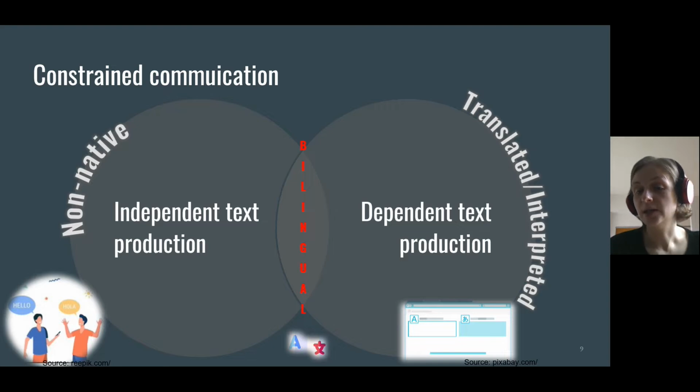In the case of translation and interpreting, it's a dependent text production. So you do have a text that you rely on. And in addition, you are processing two languages. Sometimes you are even interpreting or translating into a foreign language. That would be extra difficult.